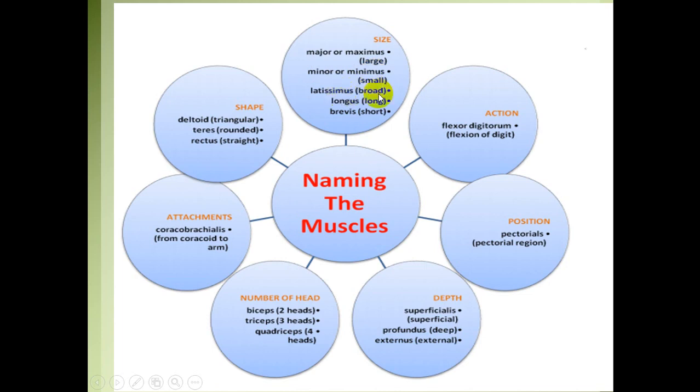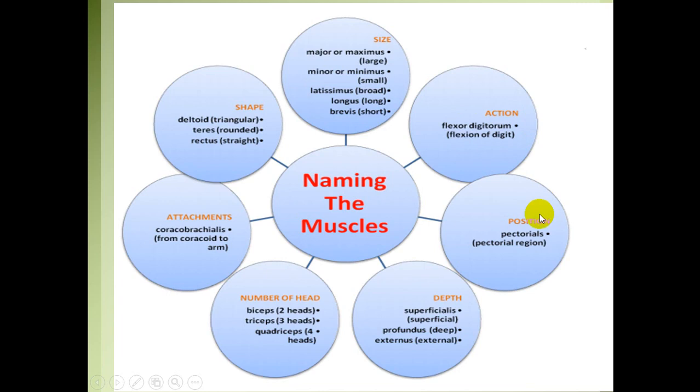Then when they are broad, they are called latissimus. When they are long, they are called longus, and when they are short, they are called brevis. For example, peroneus longus and peroneus brevis. According to action, when they are flexors of the digits, they are called flexor digitorum. When they are extensors, they are called extensor digitorum.